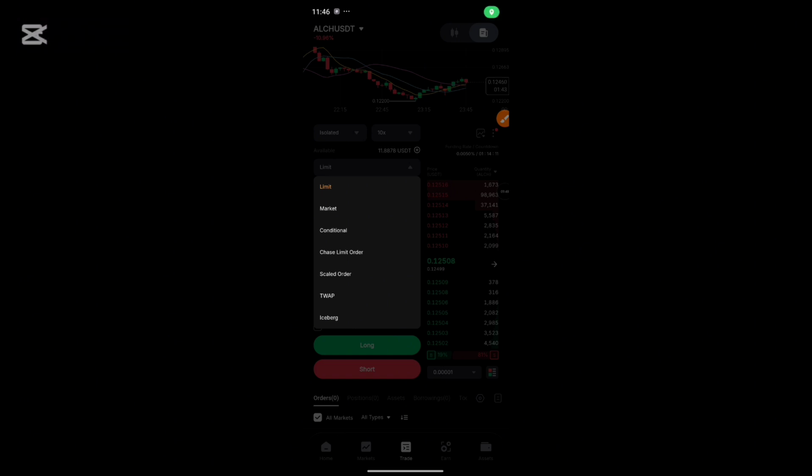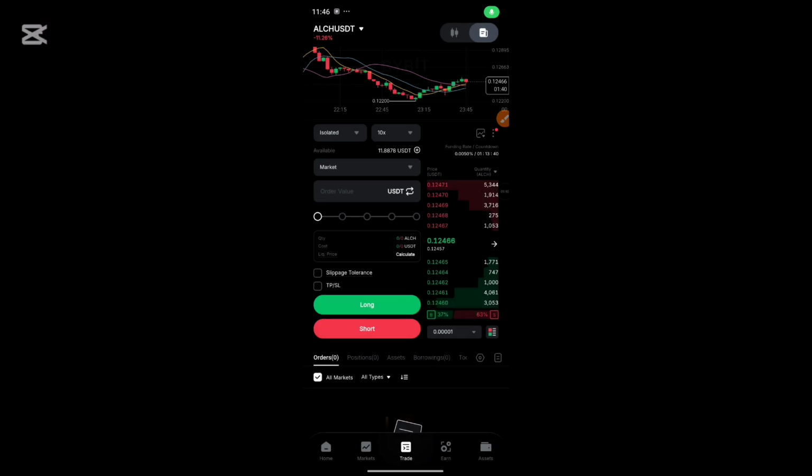Now if you pick market price, it simply means you want to enter the market at the current price at which the asset is trading. Let's say the asset is trading at 0.12483 dollars.